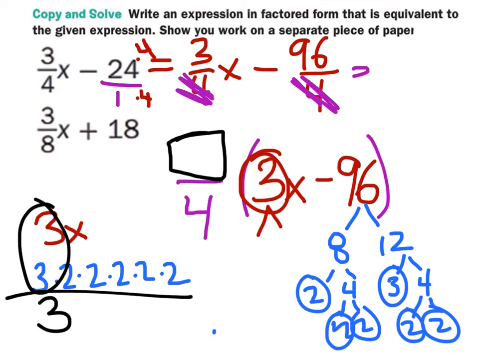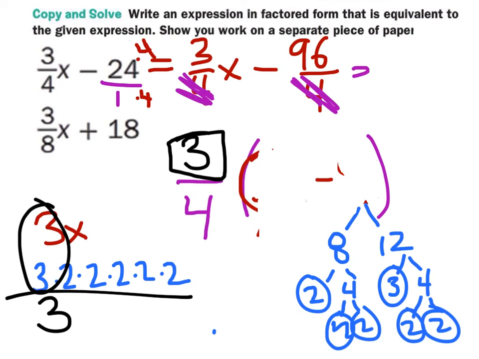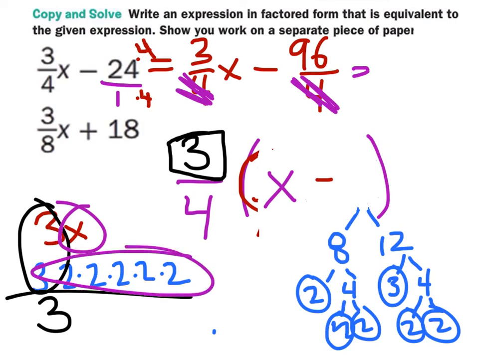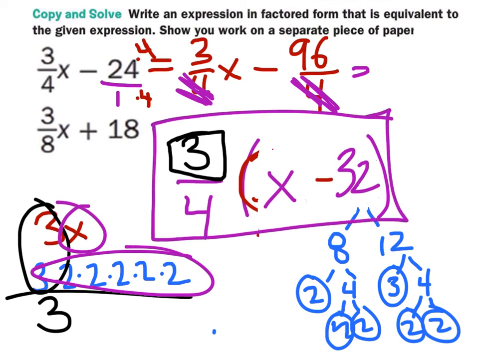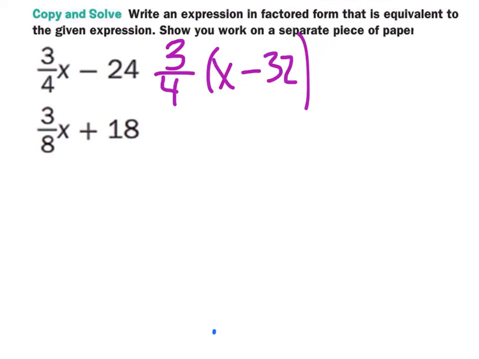All right, where does the 3 go? It's the numerator. Very good. But I still have to change all this stuff in here. I keep the minus. From the 3x, what was left over? x, right? From the 96, what's left over? All of these multiplied together. 32. Bam. Got my answer. Nailed it. 3/8 x plus 18.